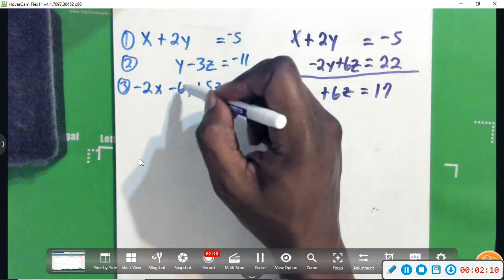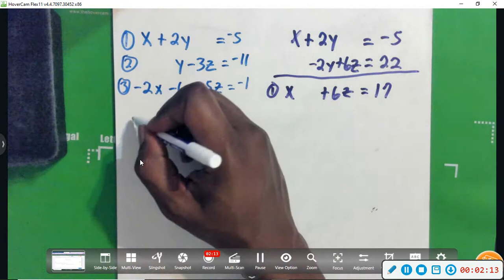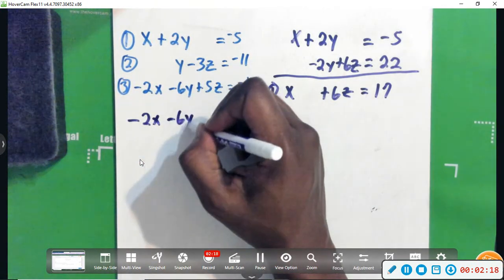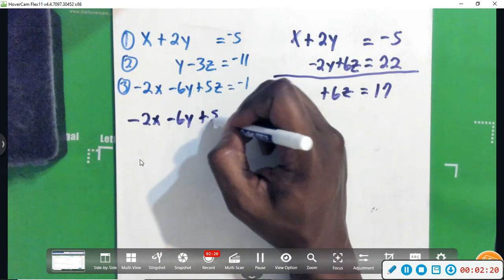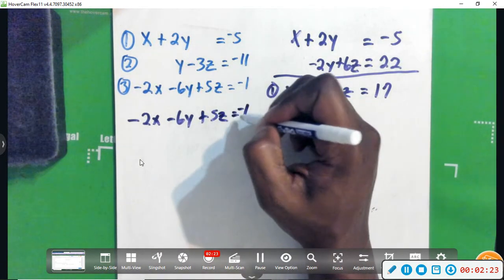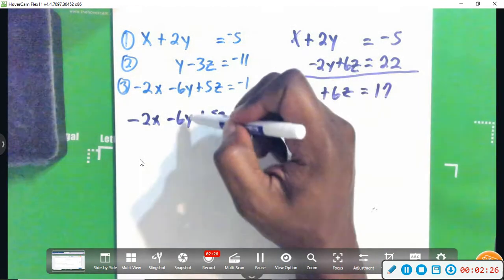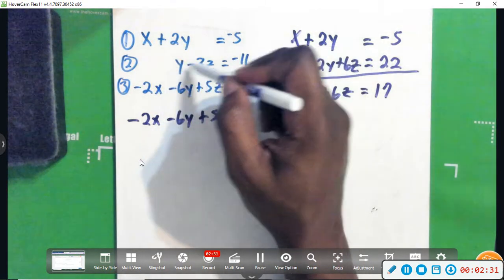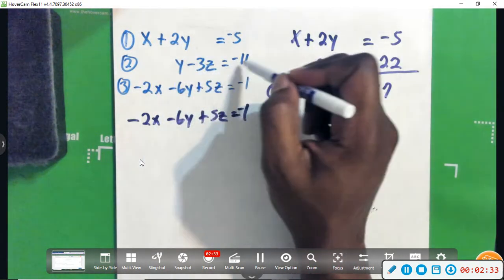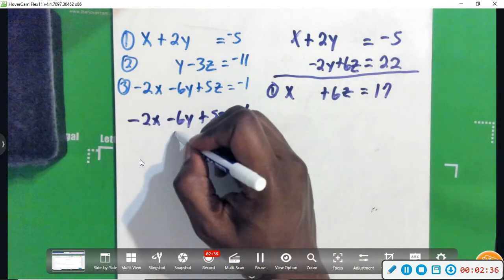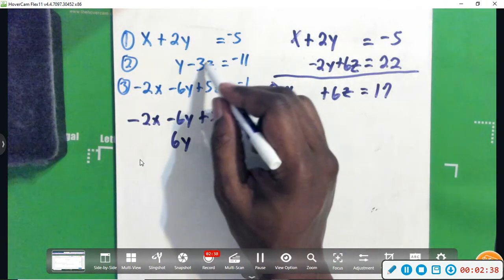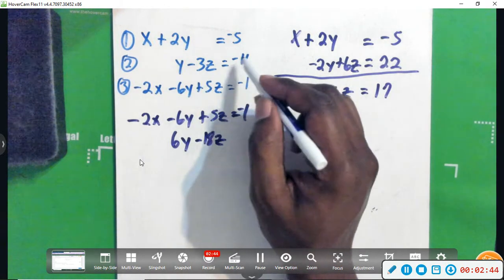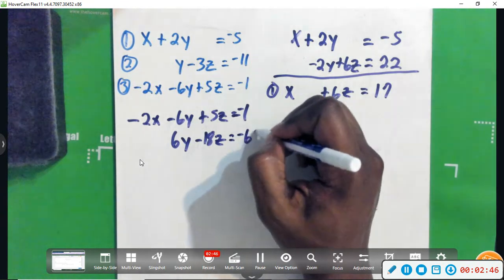Alright, so I'm going to eliminate y in this one as well. So I'm going to start out with negative 2x minus 6y plus 5z equals negative 1. And I need positive 6y to eliminate this. In order to get positive 6y from here, I need to multiply everything by 6. So multiplying by 6 will give me 6y. Multiplying by 6 will give me a negative 18z. And multiplying by 6 will give me a negative 66.